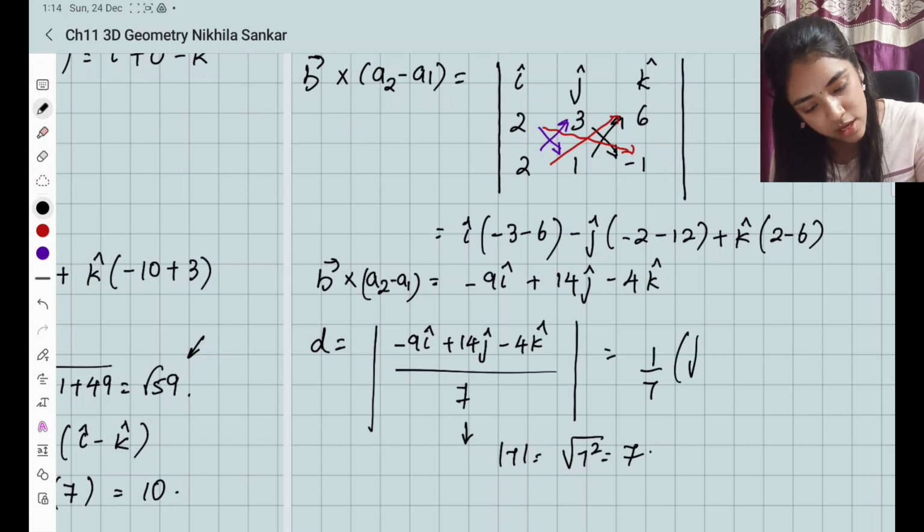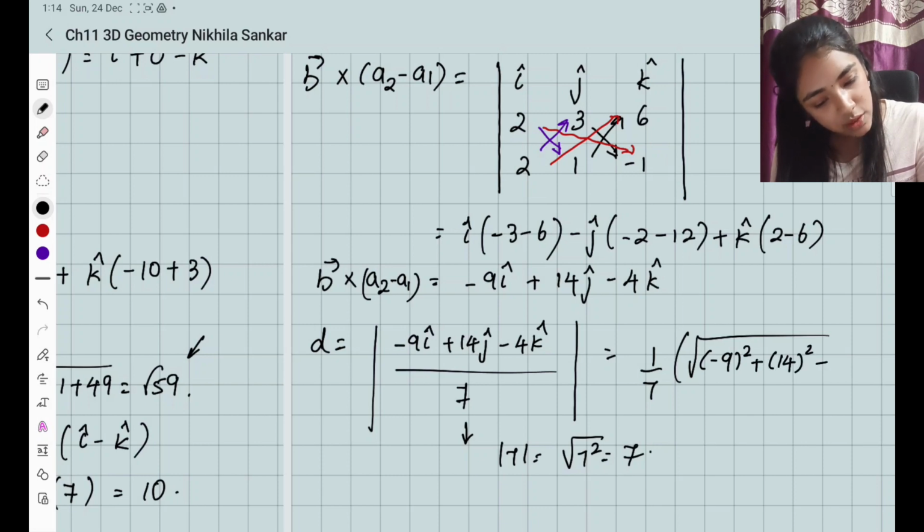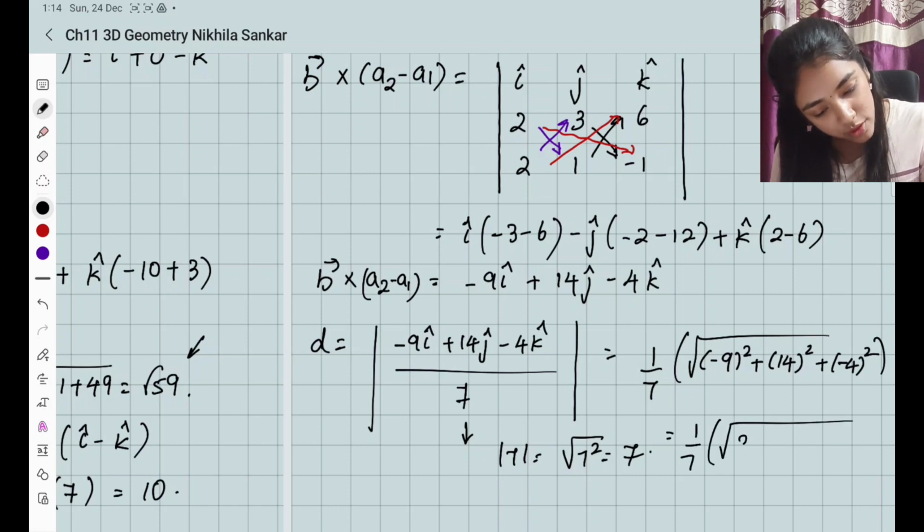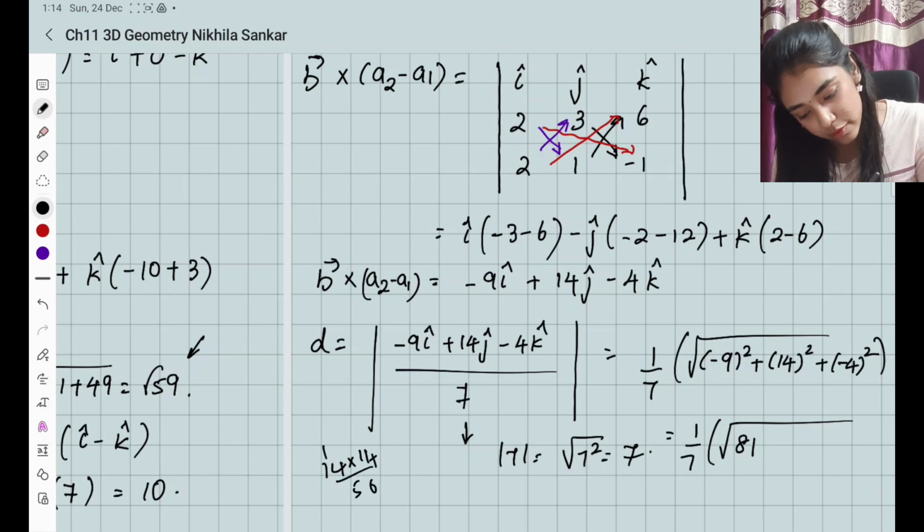So 1 by 7 of square root of (minus 9) whole square plus 14 whole square plus (minus 4) whole square. Okay, so this is going to be 1 by 7 times square root of 9 9s are 81, 14 into 14 is 196, and 4 4s are 16. So 81 plus 196 plus 16.